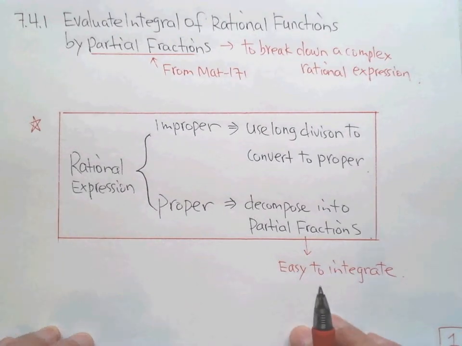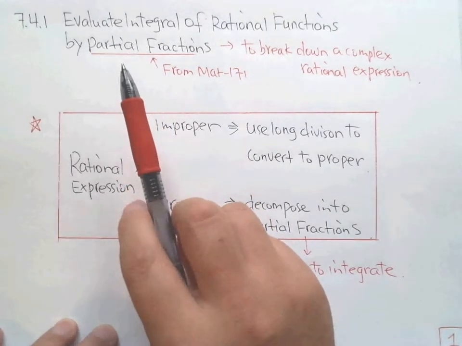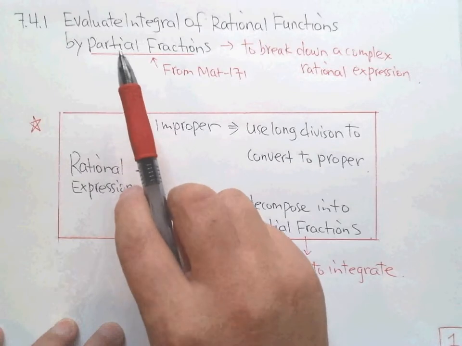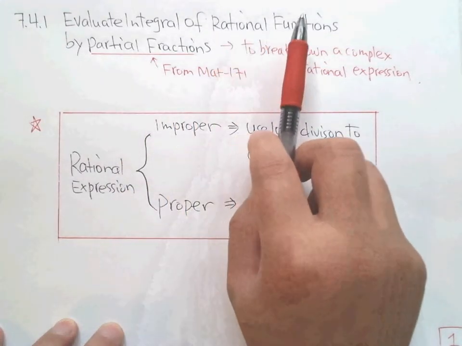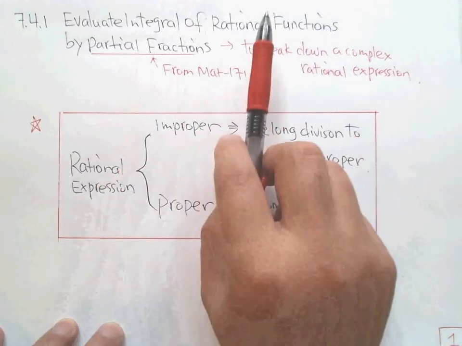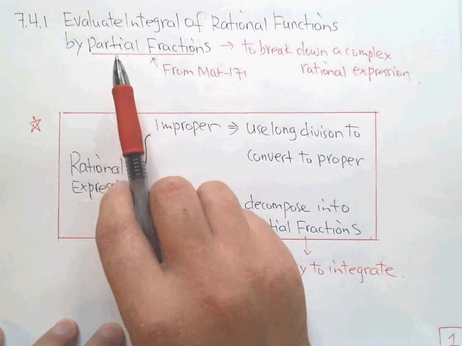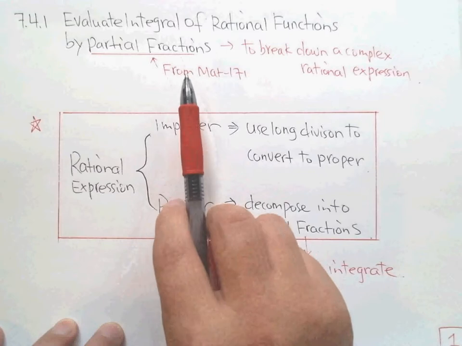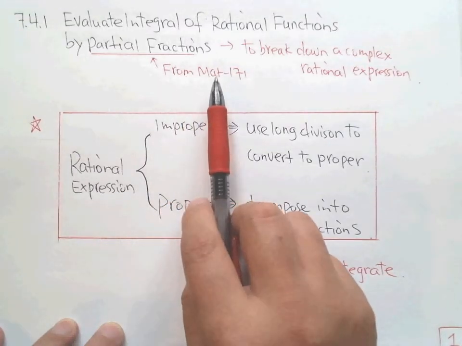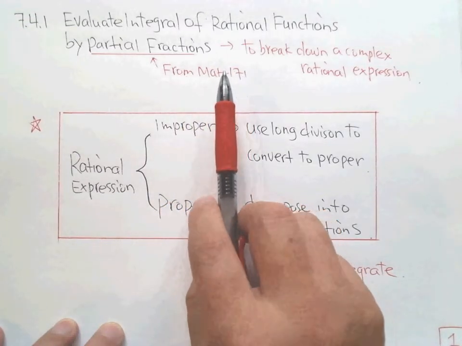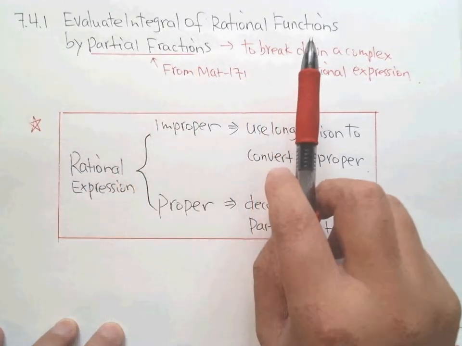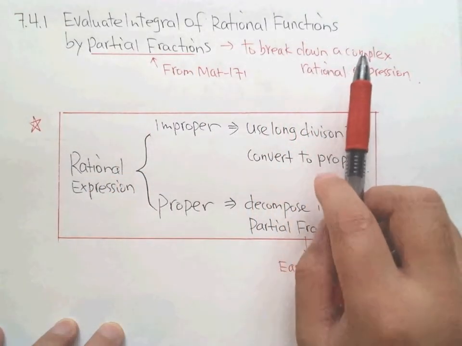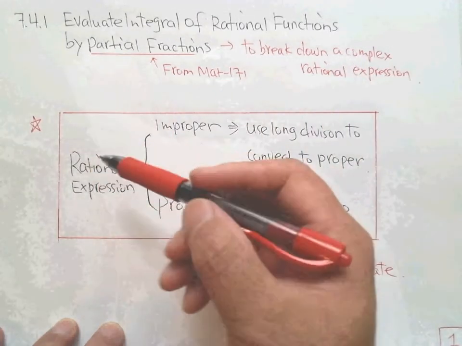In this lecture, we're going to show you a new type of integral, which is the rational functions, and the method for that type of integral. So we will go back to partial fractions, which is from pre-calculus. Remember, 171. The partial fraction method is very important to break down a complex rational expression. You remember that? It's a famous method. A few hundred years ago we already had it.